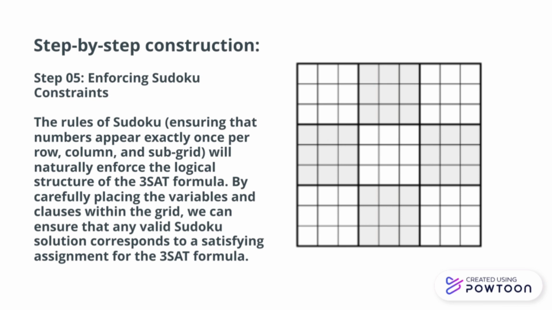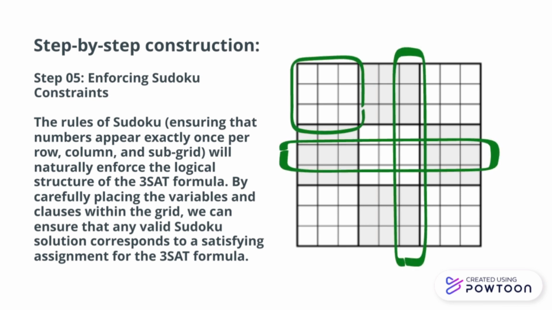Step 5. Enforcing Sudoku constraints. The rules of Sudoku, ensuring that numbers appear exactly once per row, column, and subgrid, will naturally enforce the logical structure of the 3-SAT formula. By carefully placing the variables and clauses within the grid, we can ensure that any valid Sudoku solution corresponds to a satisfying assignment for the 3-SAT formula.